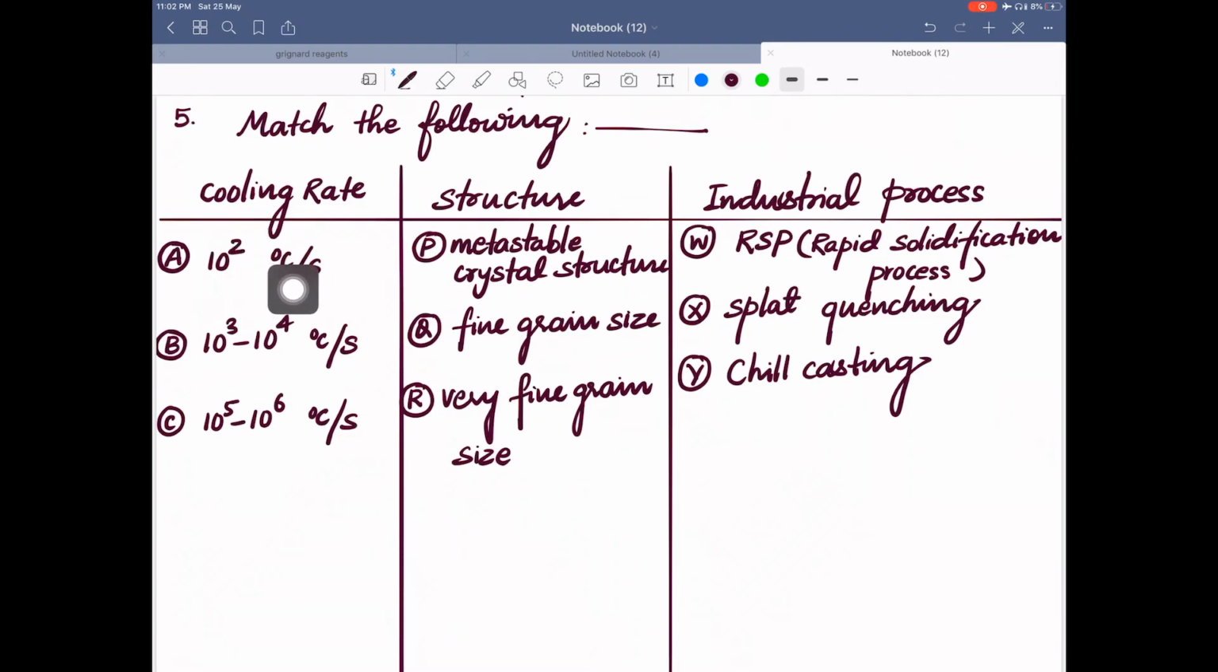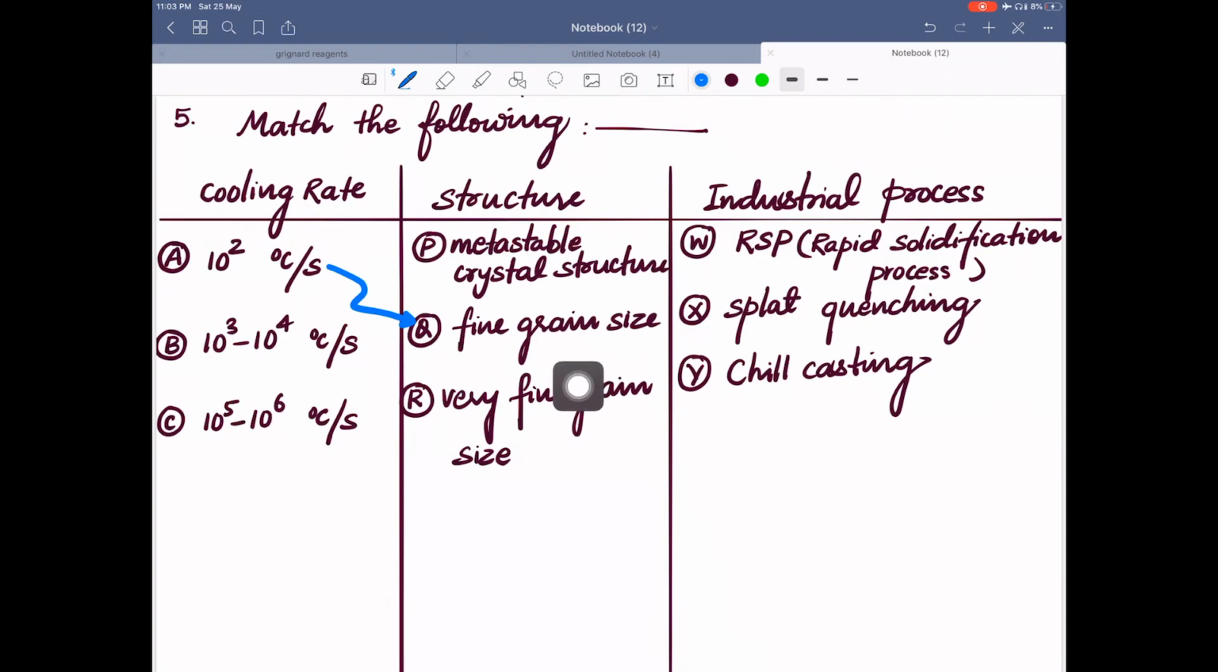So in this case, what will happen? Will I get metastable crystal structure? Sure, no. Metastable crystal structure we get if the cooling rate is very high, like martensite formation, that is the metastable phase, very high cooling rate. Fine grain size, yes, we can get very fine grain size, again no. So this will match with Q. In this type of cooling rate, we will get fine grain size.